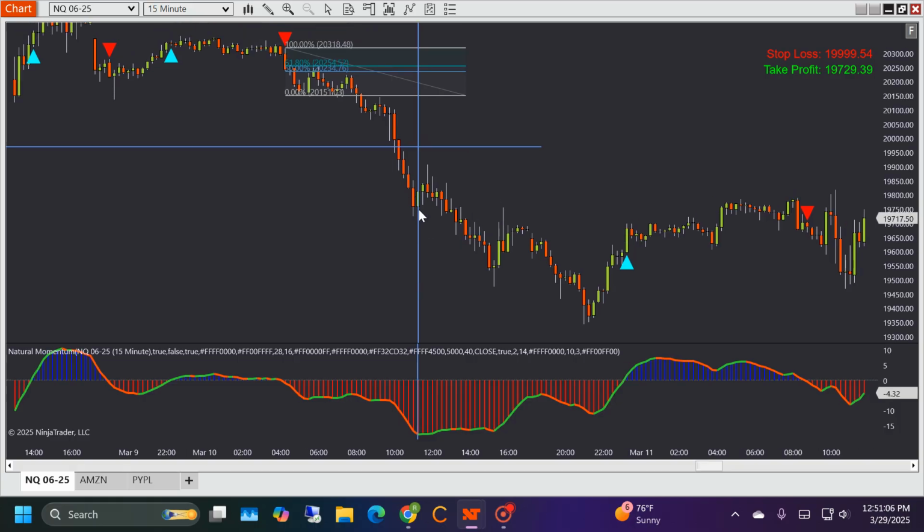So that's just another great way to use it, engaging the actual momentum and strength of the market, and helping with your take profit levels.